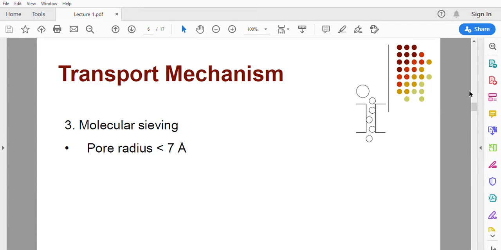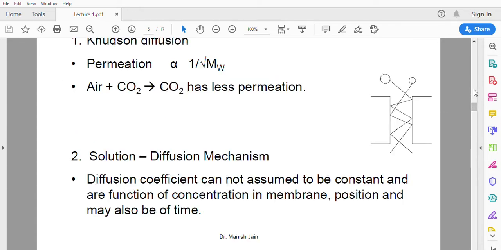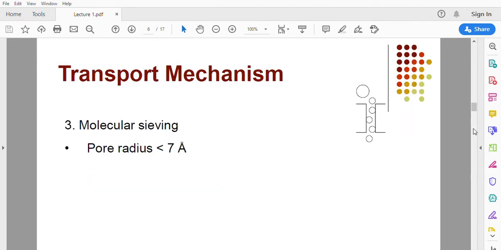There is a difference between molecular sieving and Knudsen diffusion. In Knudsen diffusion, the pore sizes are larger than both molecules, but it is more difficult for the larger molecule to permeate than the smaller molecule. But in molecular sieving, the pore sizes are very small, in the range of the molecules themselves. So only the smaller molecule can pass through the membrane and the larger molecule cannot pass through the membrane.